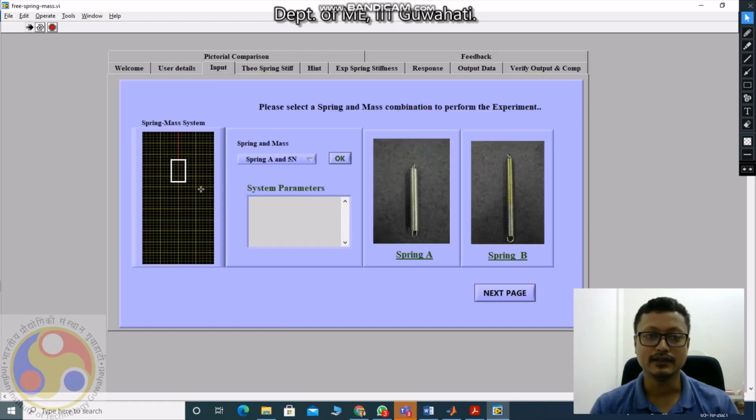This is the simulation already going on, showing the spring oscillating about some mass. You just need to select a particular spring. There are three sets of springs. I will select the first, 5 Newton mass. Click OK. Then all the parameters of the spring and mass system will come here: weight 5 Newton, and spring details such as mean coil diameter, wire diameter, number of active coils, and modulus of rigidity. Everything will appear here.